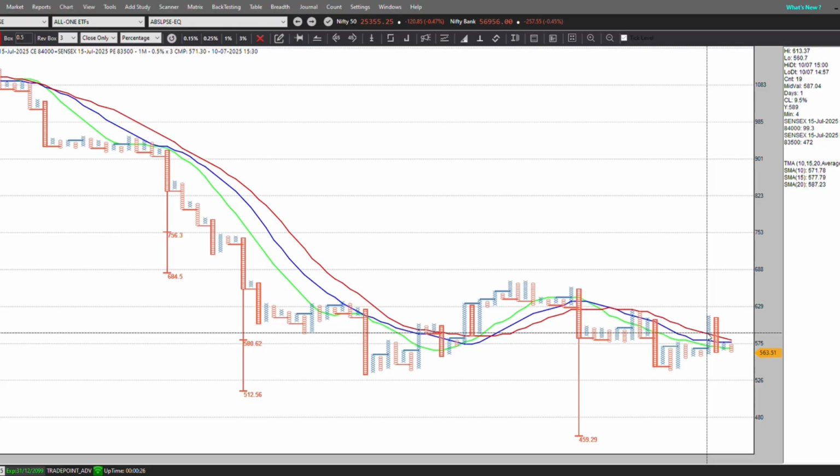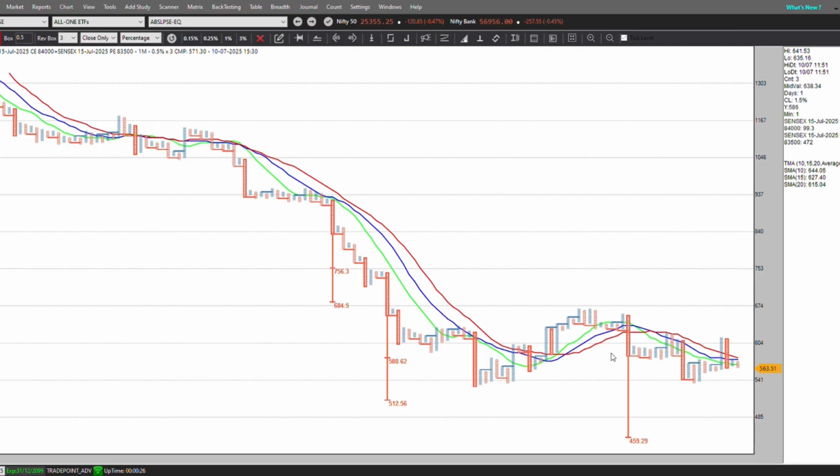This was because of the spike in Nifty options today. Here Sensex also spiked. So from this you can analyze the trend of the market also, and you will make money very easily by using this. You can use this in any trading platform. It is not important to use Tradepoint.